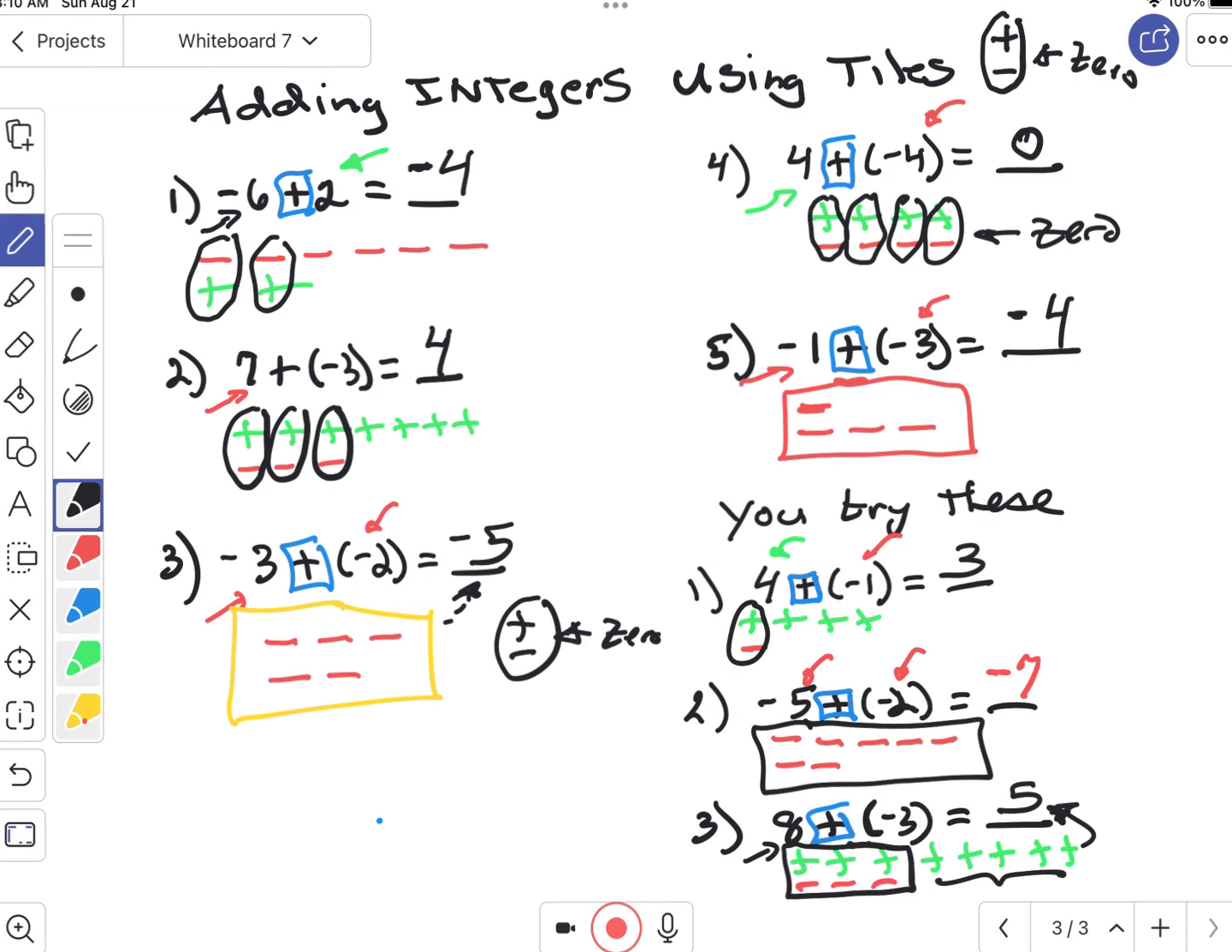Okay, so that's adding with integer tiles. I like to use the tiles because once you get the hang of it, you don't even have to draw the pictures. You can just kind of visualize it in your head.